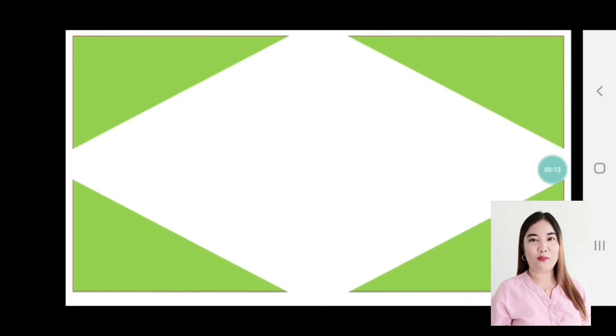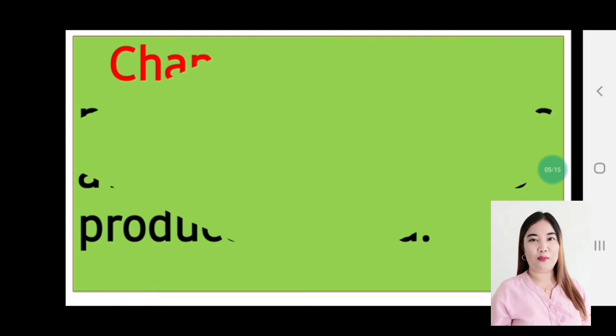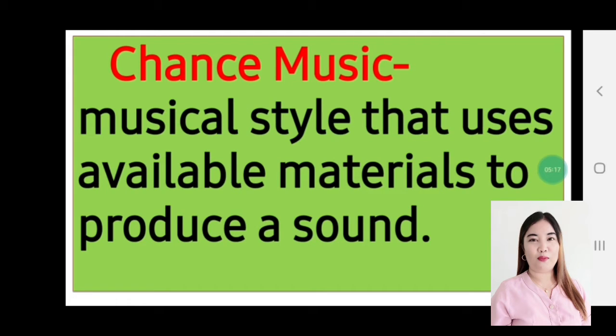The first musical style that we're going to discuss is the chants music. So I have here a very brief explanation of what chants music is. It pertains to a musical style that uses available materials to produce a sound. What does it mean? When we say chants music, kung ano lamang yung available na materials na pwede nating gamitin para makabuo ng tunog, yun yung ating gagamitin.